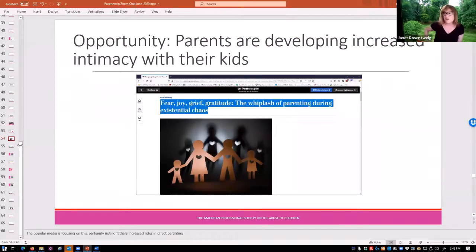And we also know that we have some great opportunities because parents are developing some increased intimacy with their kids right now. While we don't have anything in the peer-reviewed literature yet, because the phenomenon is too new, wonderful stories are showing up in the popular media about how parents are finding these great new opportunities to parent. I grabbed one out of, I think, the Washington Post, but there's great stuff coming out now about how much closer parents are getting to their kids, how much intimacy is developing. And I'm particularly struck by some of the things I'm reading about how fathers are discovering a whole new aspect to their parenting.